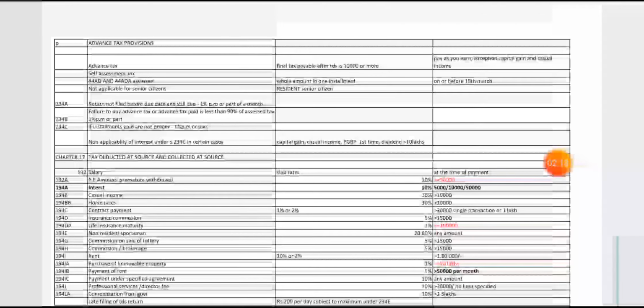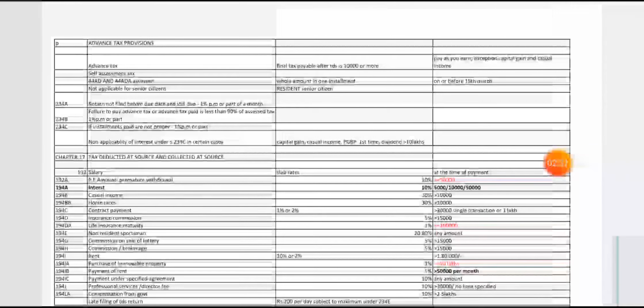Then to whom is this not applicable? To resident senior citizens. By senior citizen itself, in most of the sections in income tax, we mean only resident senior citizens. Okay. Apart from this, I'll also attach a single handwritten note for advance tax. In that note, you can verify this while I am taking this.